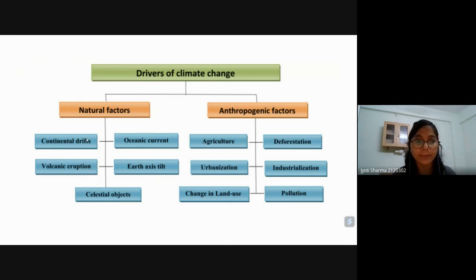In the natural variability, we have continental drift, ocean currents, earth axis tilt, volcanic eruptions, or celestial objects. It means the climate is changing by these things, and these things happen by themselves, with no interference by humans. Then these are the natural factors, natural drivers, or natural forcing that cause climate change. Second, we have the anthropogenic factors, in which we are doing agriculture, and because of urbanization, change in land use, and deforestation, the climate is changing. So this is the anthropogenic or external forcing.